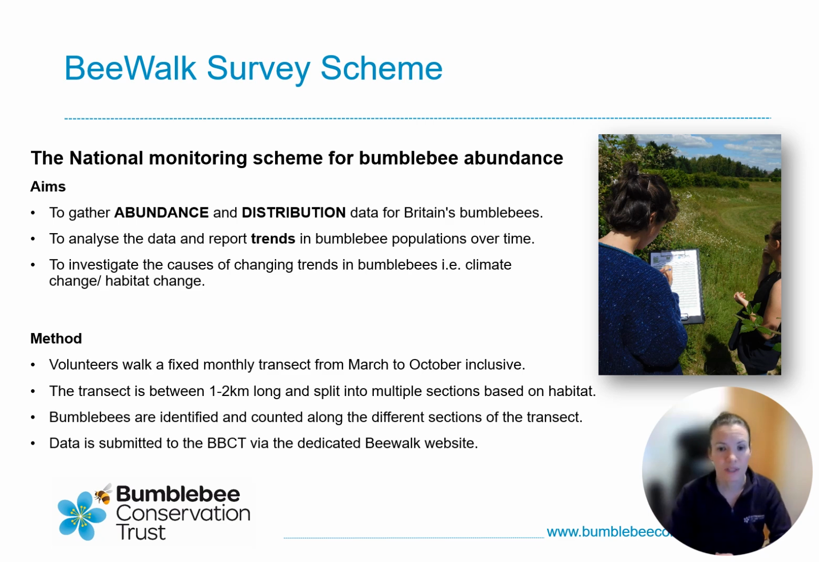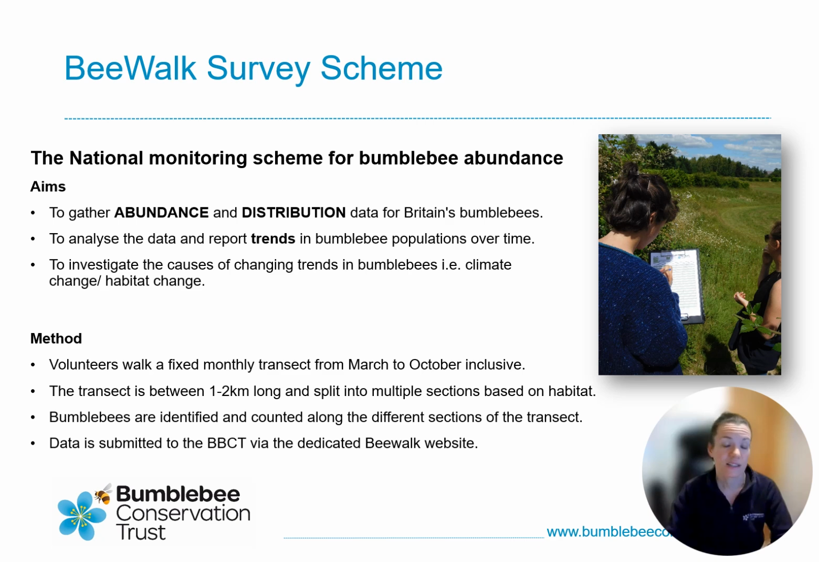So the aim of the scheme is to gather abundance and distribution data for Britain's bumblebees, to analyse that data and report on the trends in bumblebee populations. We're also able to look further into it and start to investigate these changes and their links between changes in climate and changes in land use and habitat as well, amongst other things that we can look into.